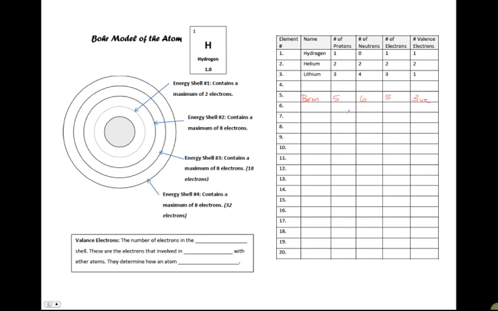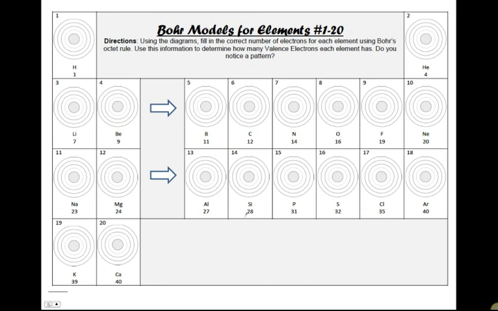Well, that's it for what I'm going to show you. Now use this information to fill in the rest of this chart on your own, and fill in the back side of this worksheet as well.